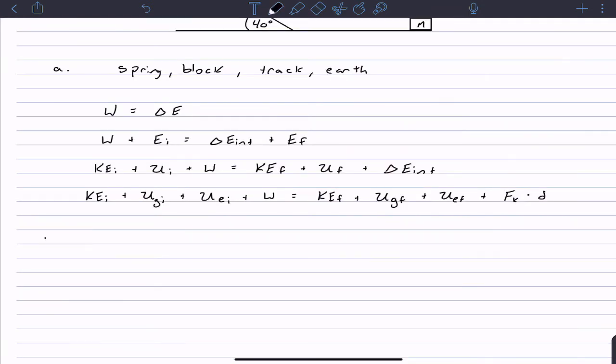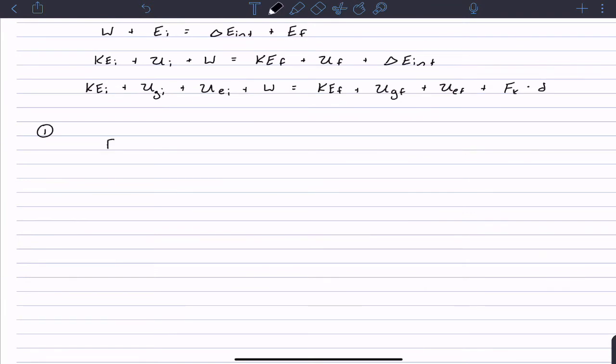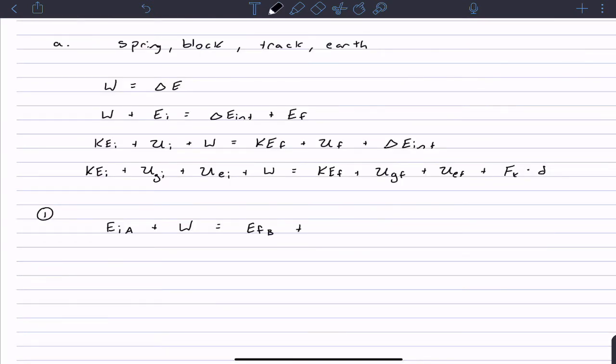Well, we have three paths. What I mean is, let's just do this, right? We'll call it A equals EF plus the change in internal energy, right? Okay.